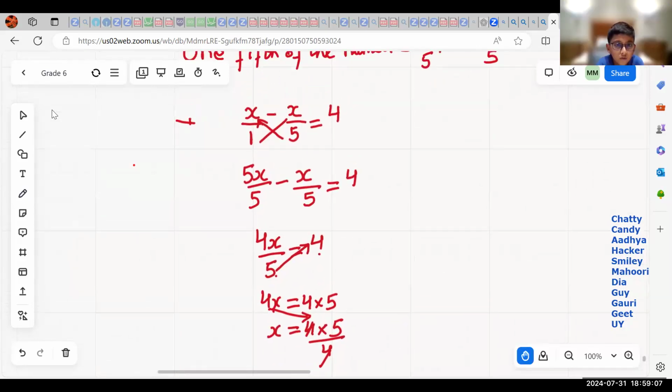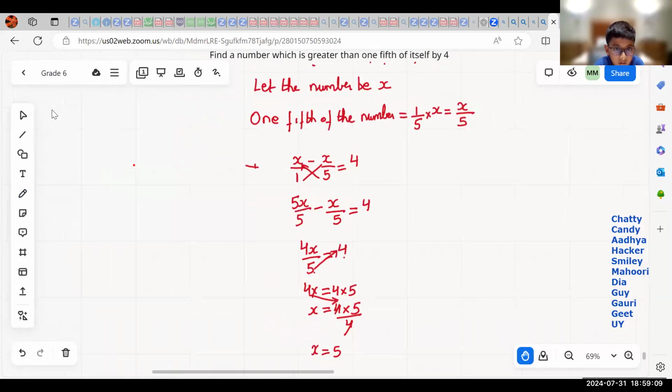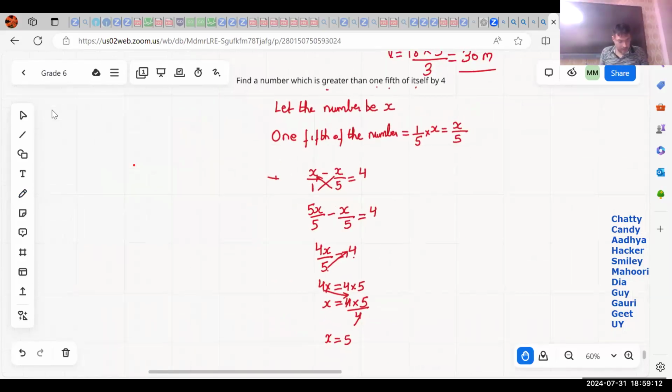Sir, can you explain once more? Please take a screenshot of it. Yes, what are you saying? Sir, can you explain once more? I can explain 10 times more.